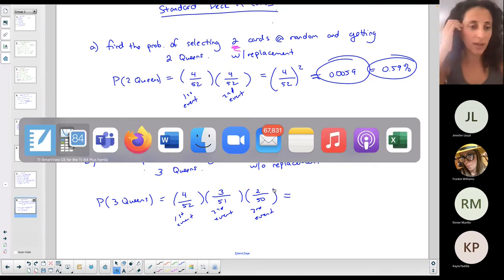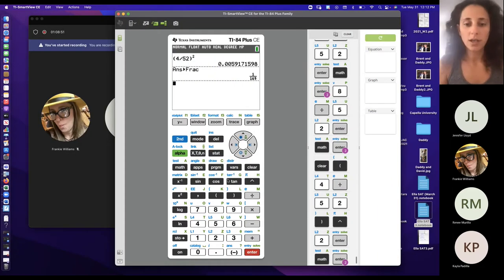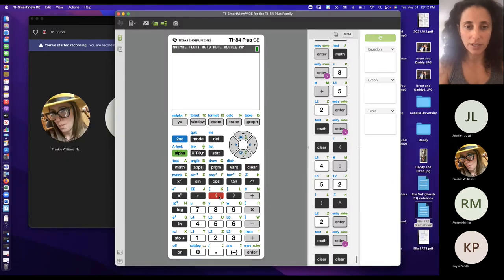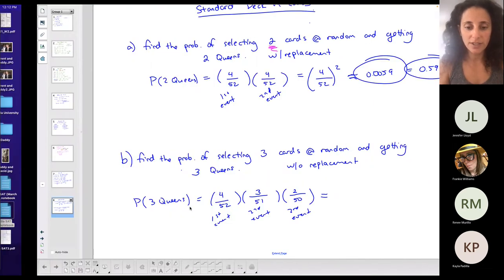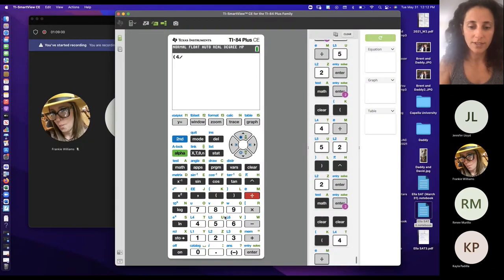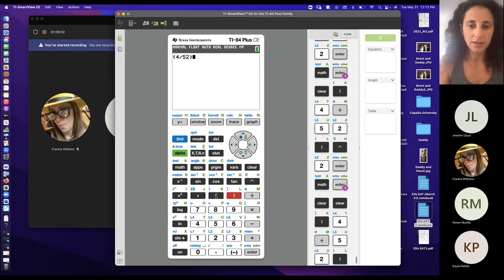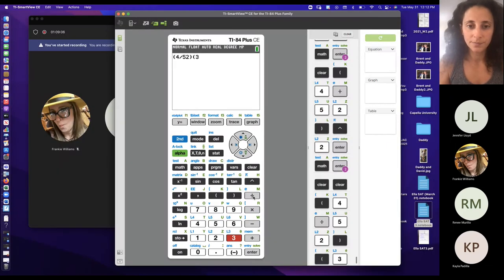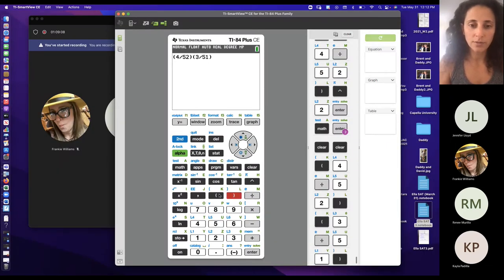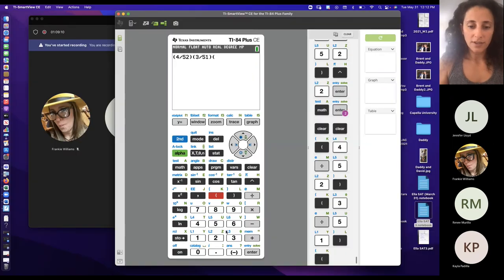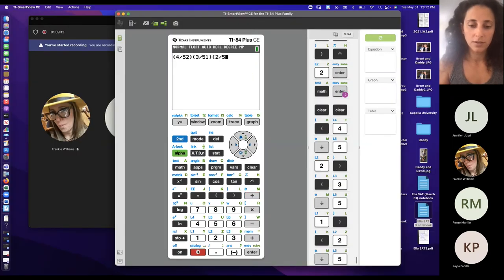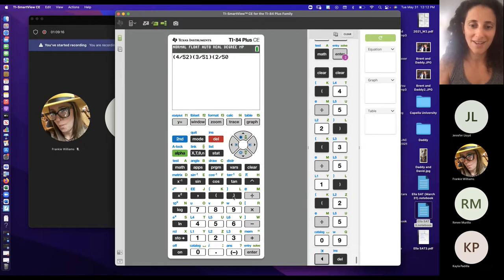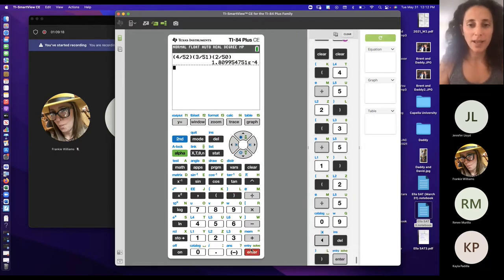So most of the time with multiplication, we're going to put it in decimal form. So let me show you how to do this. Parentheses, 4 out of 52, 4 divided by 52. Close parentheses. Parentheses, you could do it just how this looks, 3 out of 51. Close parentheses, open, 2 out of 50. Okay, and then it's going to multiply.